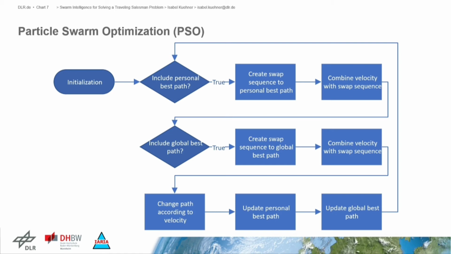We have for this algorithm an exploitation because the personal best path and the global best path are considered. And we have an exploration because the path is changed in every iteration, because we consider the global and the personal best path and combine those swap sequences. In contrast to the ant colony optimization, only the best solution of the past is stored and not the whole history, as we have for the ant colony optimization, where we have the pheromone values.